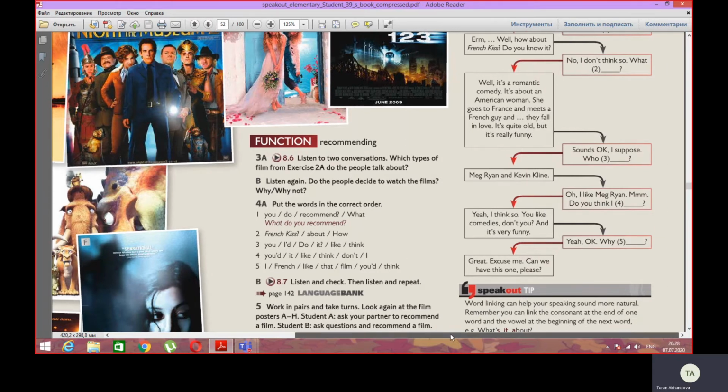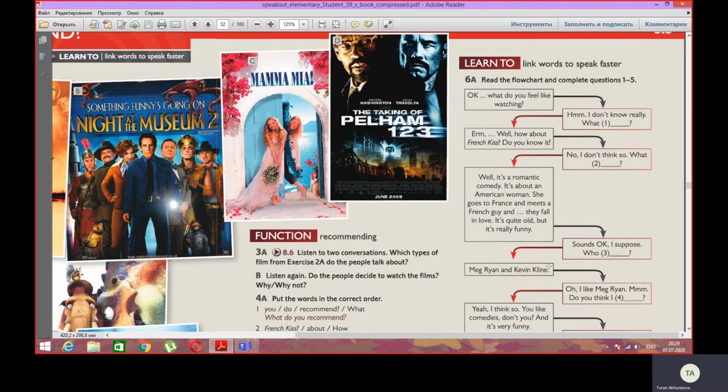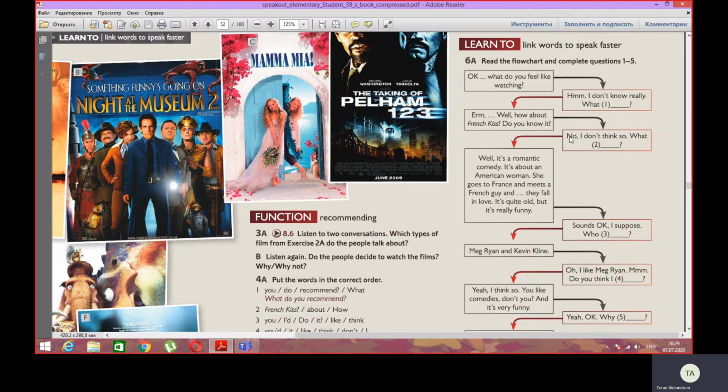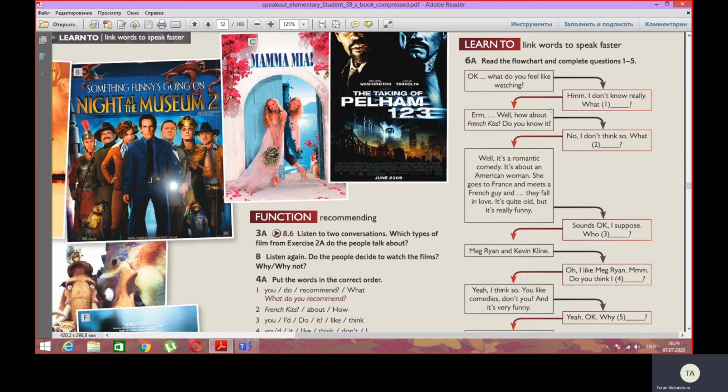So we listened and corrected all that. Okay, let's have a look at our Speak Out tip. Word linking. Word linking can help your speaking sound more natural. Remember linking the consonant at the end of one word and the vowel at the beginning of the next word. For example, what's it about? And we have a flow chart here, and we have listening material. Let's have a look at our flow chart and complete the questions from 1 to 5.